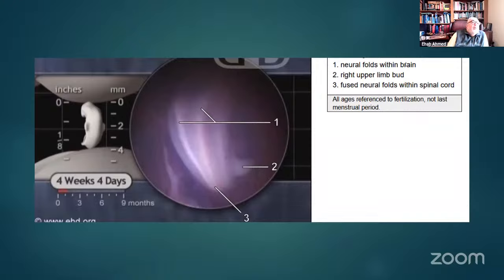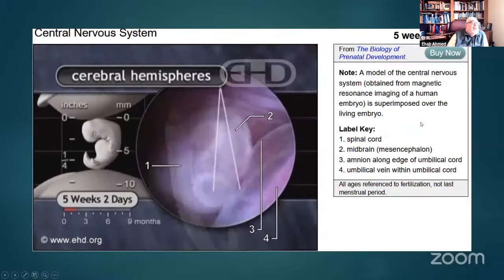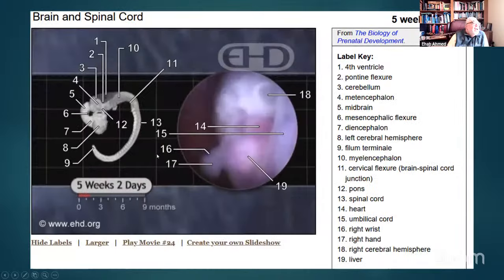Yeah. We see at 4 weeks and 4 days the neural folds within the brain. This is the neural folds inside the brain. Fused neural folds here to close the brain. And we keep going with different stages of development, including the terminology I mentioned before. And this is at the age of 5 weeks and 2 days.